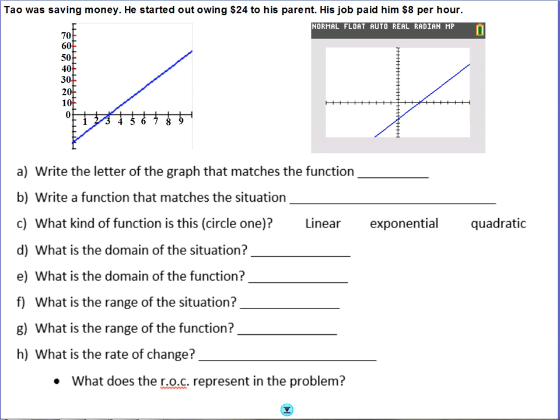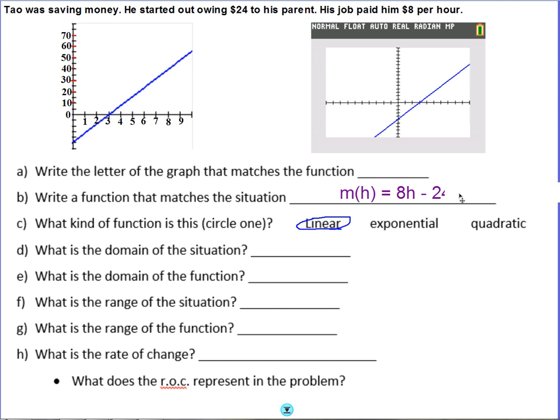Skipping writing the letter. Write a function. Oh my gosh, they don't give us a function this time? Nope, we have to write one. Let's skip down. What kind of function is this? This is linear. All right. Linear means f of x equals mx plus b. I need a slope and a y-intercept.